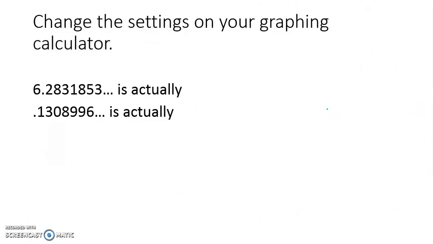Looking at the back of that page, I tell you some specific things to change on your graphing calculator. Do not type in 6.2831853, the one that's rounded. You can see the dot, dot, dot there. These are all in terms of pi. So this is actually going to be 2 pi. Same for your 0.1308996. Please don't type that in exactly. Use some sort of fraction of pi.